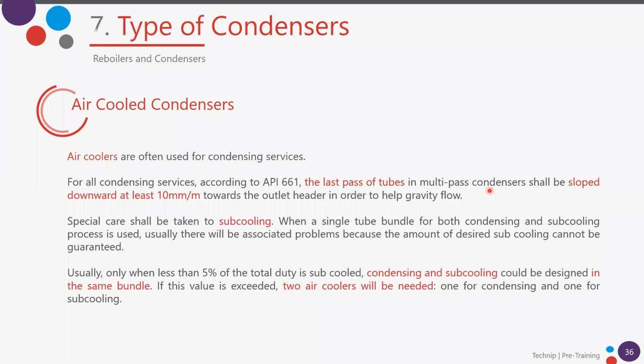There is a rule of thumb that usually when less than 5% of the total duty is subcooled, condensing and subcooling can be designed in the same bundle. But if this value is exceeded, 2 air coolers will be needed, one for condensing and one for subcooling.